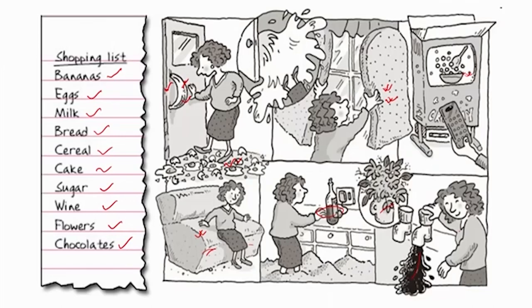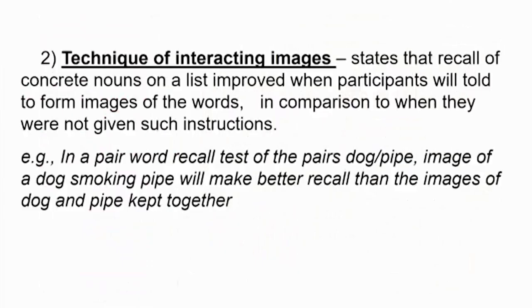So this is the method of loci, where I take a place which I am very familiar with, and then the items which you want to learn are tagged onto each of these locations. And this is the method of loci. It's a funny picture and it's very easy to remember.